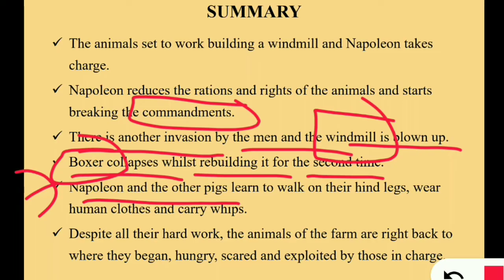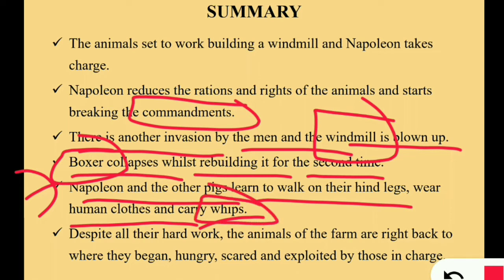Napoleon and other pigs learn to walk on their hind legs, wear human clothes and carry whips. Okay? Whips with which animals and human beings are beaten up. Here, even medical concern was not there in Napoleon. Whether the animals were hurt, whether they were sick, that did not matter to them. What was important for Napoleon is the work. For that, even whips were used.